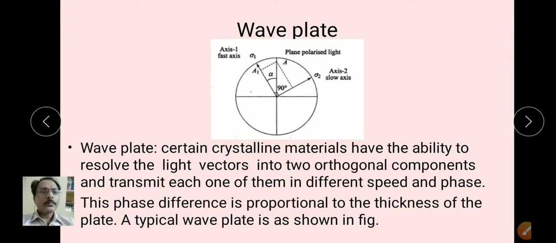A wave plate is a crystalline material having the ability to resolve the light vector into two orthogonal components. It splits the light into two vectors and transmits each one at a different speed and phase. This phase difference is proportional to the thickness of the plate. A typical wave plate is shown in the figure.